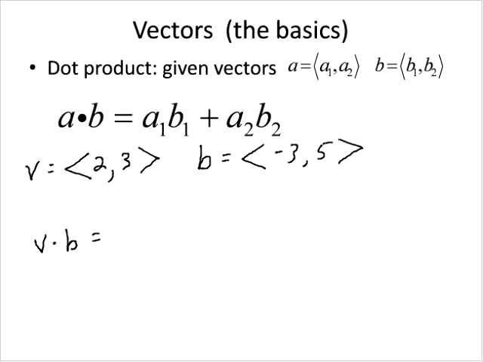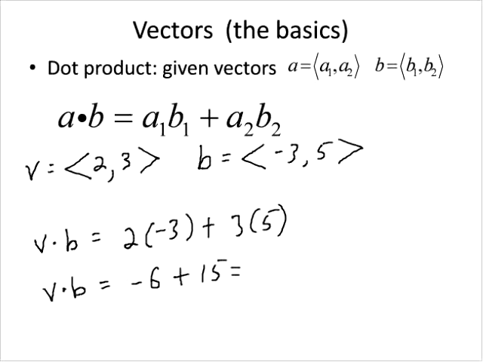The dot product between v and b will be, let's see, a sub 1, that's 2 times -3, plus 3 times 5. So the dot product between v and b will be -6 plus 15, which gives us a plain old 9. And remember again, the answer to a dot product is not another vector. It is a plain scalar number.